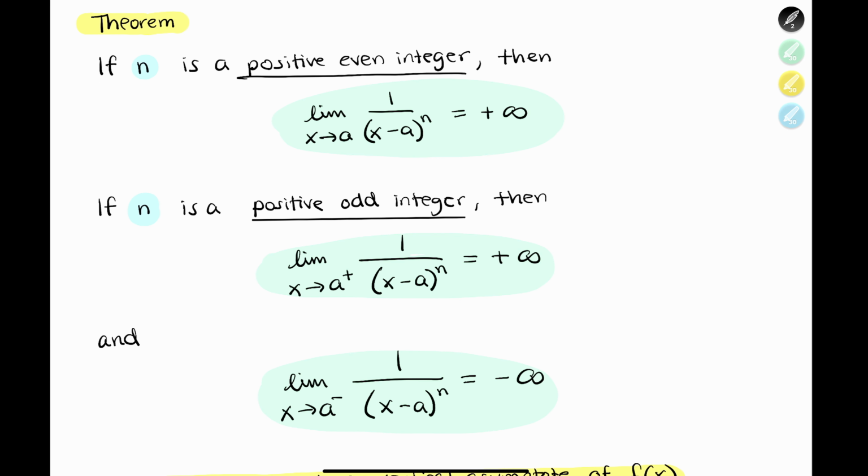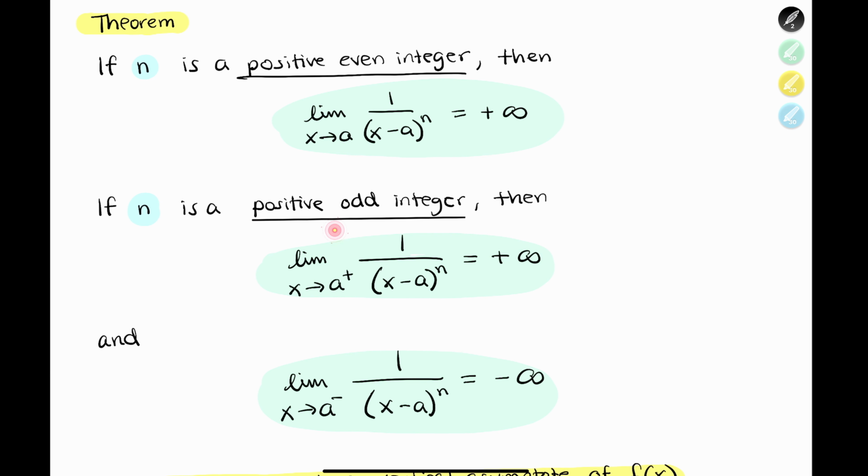Now let's look at our next theorem of section 2.2. If n is a positive even integer, then the limit as x approaches a of 1 over (x minus a) to the power of n is equal to positive infinity. And keep in mind that these two a's are actually different. They're not the same a.